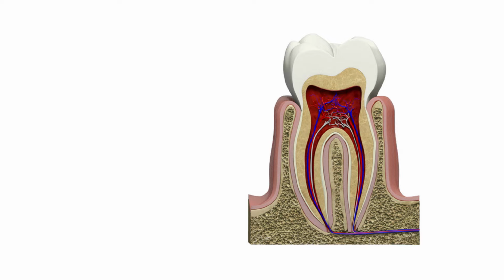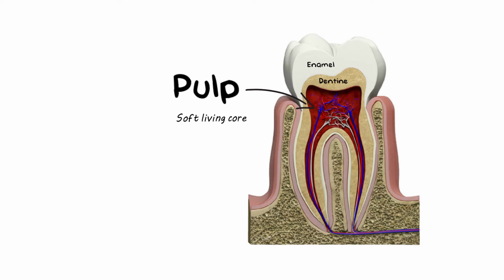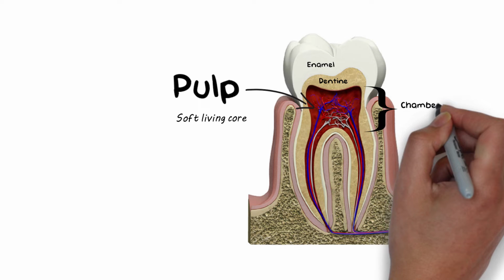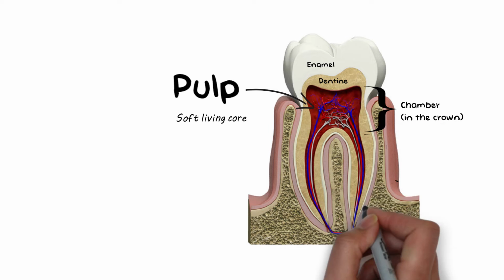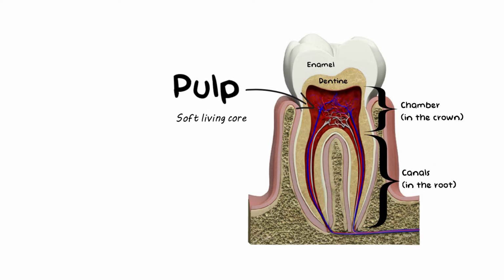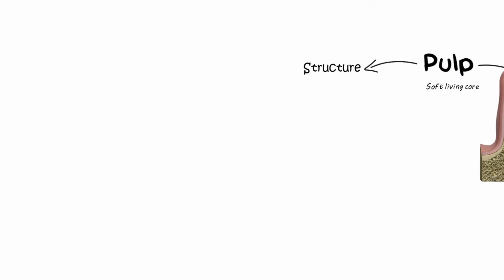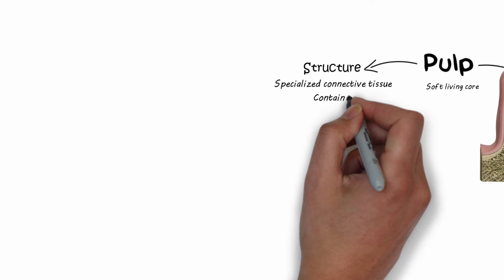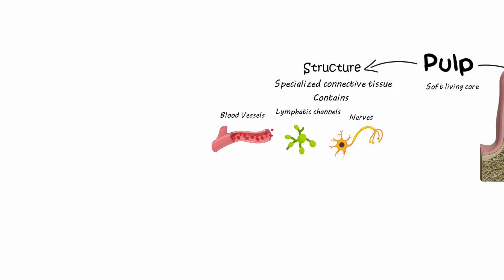The dental pulp is the soft living core of every tooth. It lies deep inside, protected by the layers of dentine and enamel, and stretches from the pulp chamber in the crown down through the root canals all the way to the apex. Structurally, the pulp is a specialized connective tissue that contains blood vessels, lymphatic channels, nerves, and connective tissue cells, all working together to keep the tooth alive and responsive.